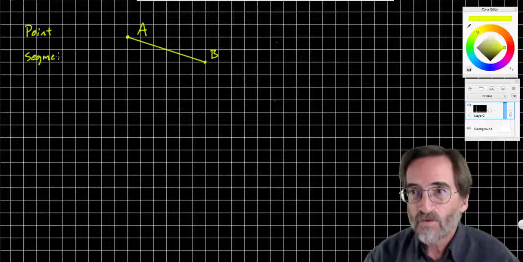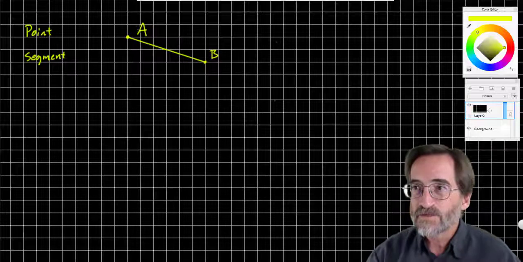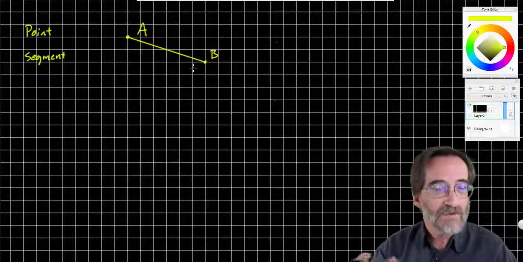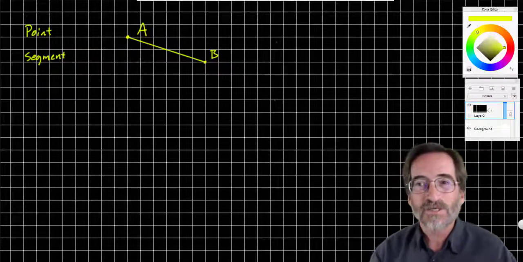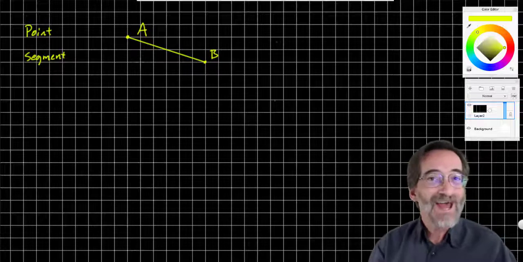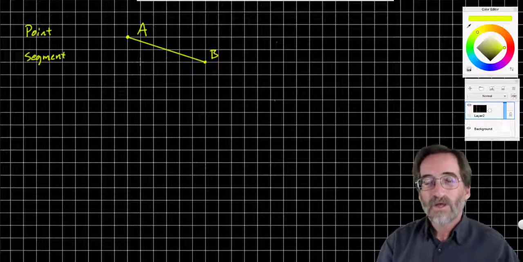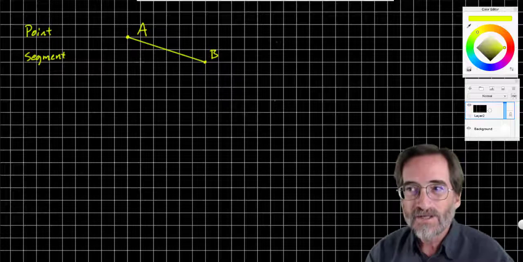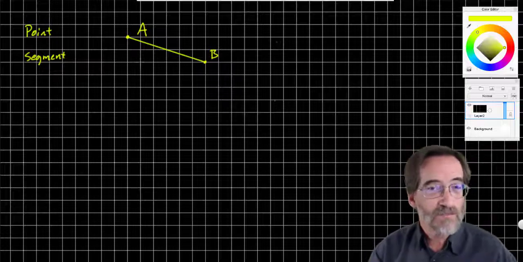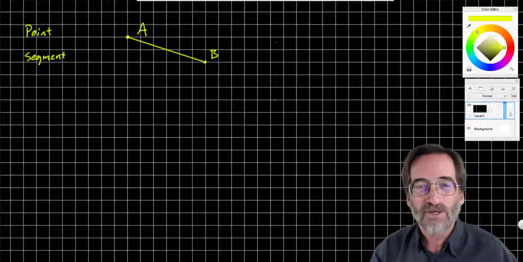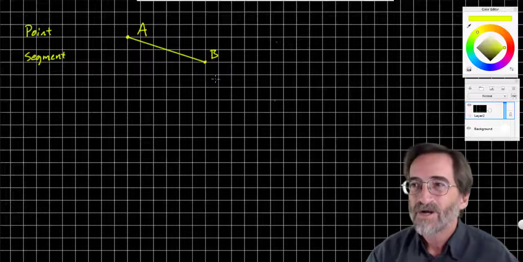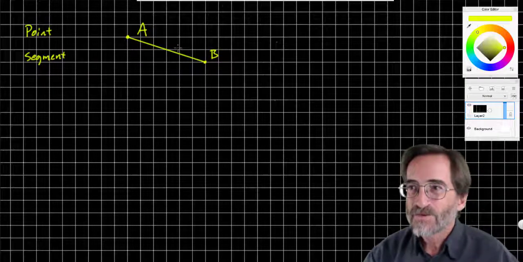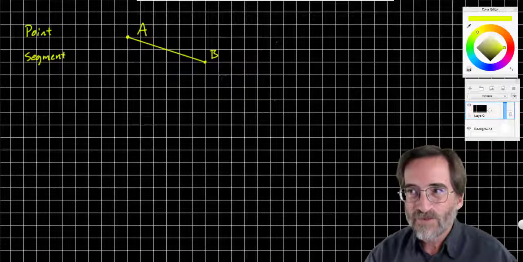Okay, now the graphical representation of a segment is 2 points with a line connecting them. But again, just as with points, segments have no thickness. Okay, and so if I were to draw the actual segment, it would be invisible because it has no thickness, thinner than a spider web. All right, but we represent it on paper this way.